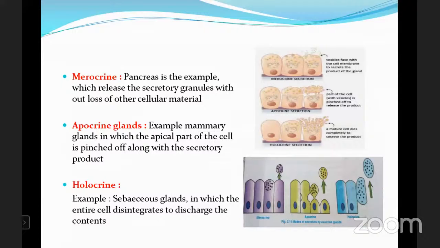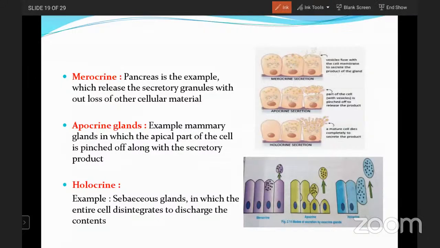Here, the first one is the merocrine. Pancreas is the example, which releases the secretory granules without loss of other cellular material. Only the secretion comes out from that cell. Such a type of secretion method is known as merocrine. So in this picture also you are able to see that.